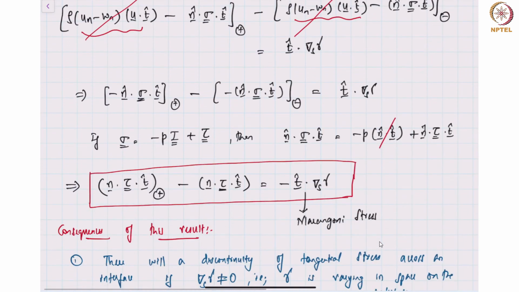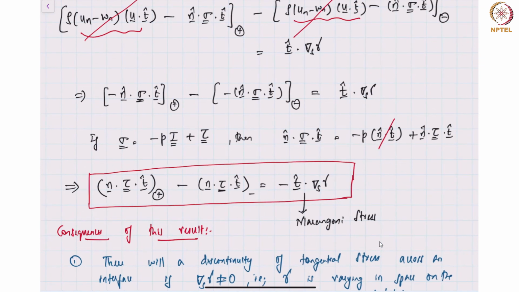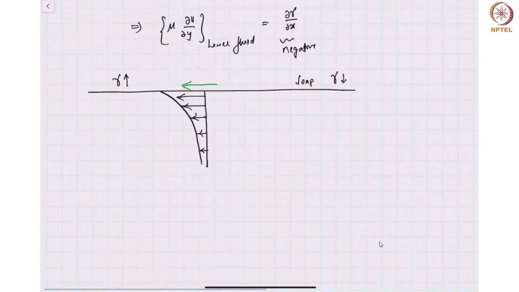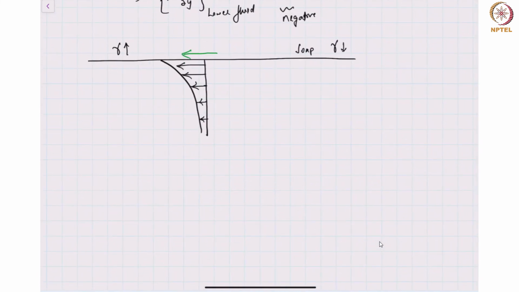In the tangential component, we saw that the difference in the tangential stress is equal to what is called the Marangoni stress. So this Marangoni stress leads to a flow if there is a gradient in surface tension. Now this is the third consequence that I want to highlight to end the lecture today.